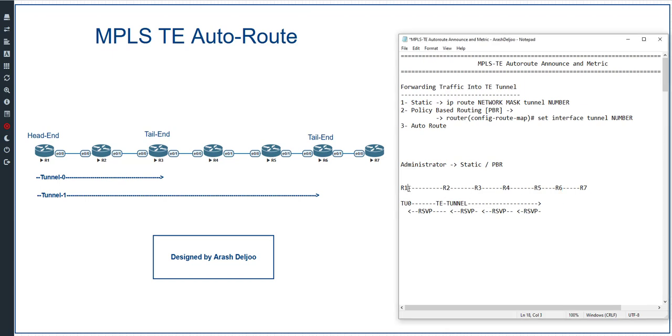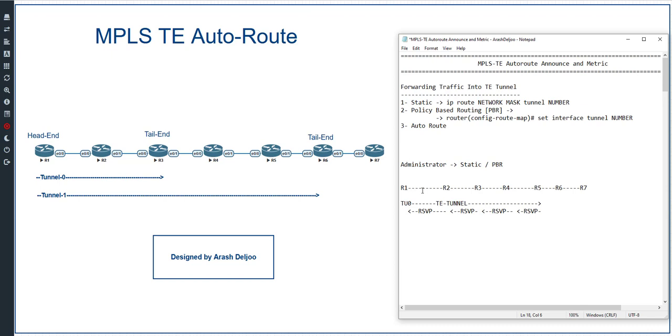The first is that only R1 can see this TE tunnel. The second is that we are using this TE tunnel for the networks after R5. And the third important point about importing traffic into the TE tunnel is the metric of the TE tunnel. I will talk about the metric of the TE tunnel in future videos with more explanation, but let me say that the TE tunnel's metric is equal to the lowest IGP metric to R5.